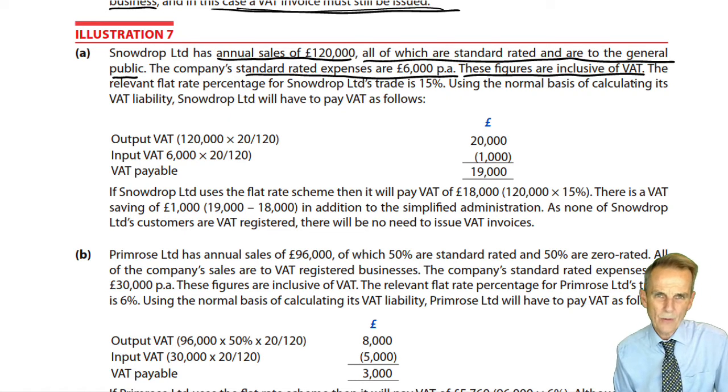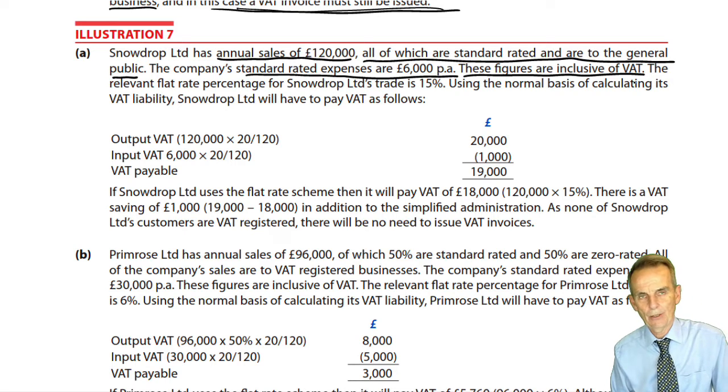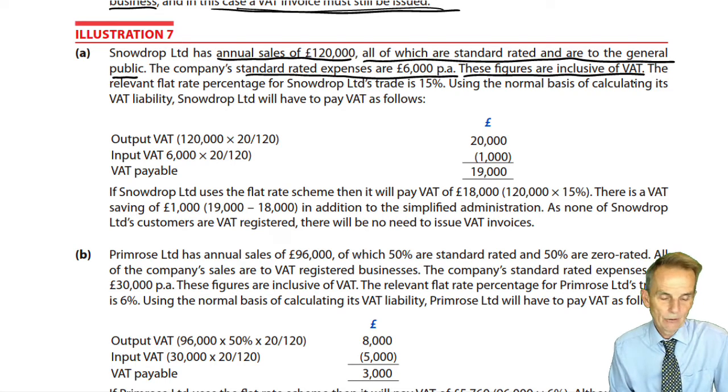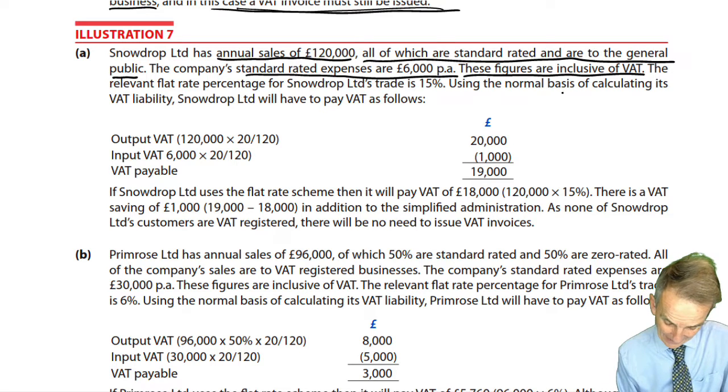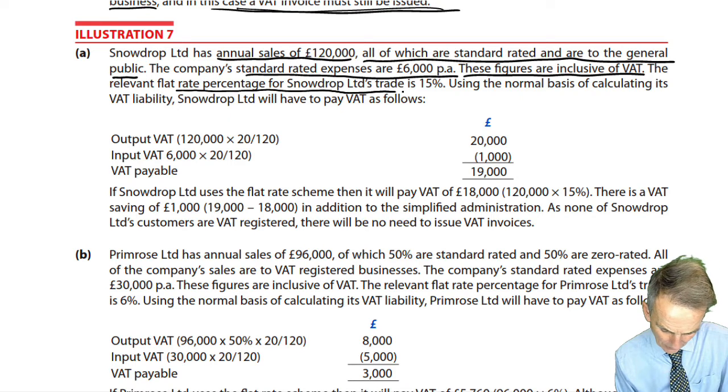So remember, when doing calculations as regards VAT, whether it's output or input VAT, we always need to know whether the given figure in the question is inclusive or exclusive of VAT. If it's exclusive, we're charging, as we've already talked about, 20% in relation to the standard rated sales anyway. If it's inclusive, then the VAT is going to be 21/20ths of that amount. The relevant flat rate percentage for the company Snowdrop Limited is 15%.